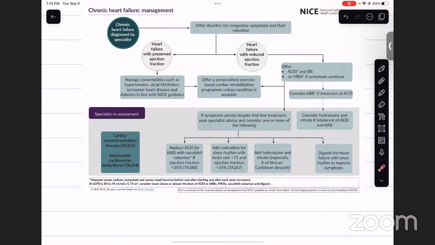If first-line treatments fail, we can consider these management options: replace ACEI with ARNI, add ivabradine in patients with sinus rhythm and heart rate more than 75, hydralazine and nitrate if patients are of African Caribbean descent, and digoxin for heart failure with sinus rhythm to improve symptoms.